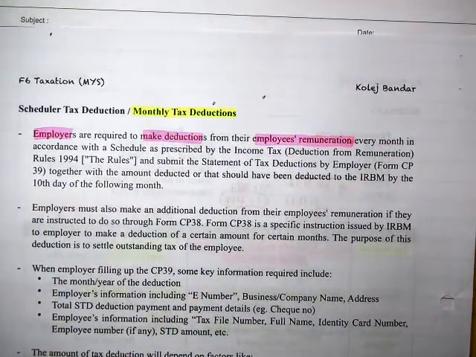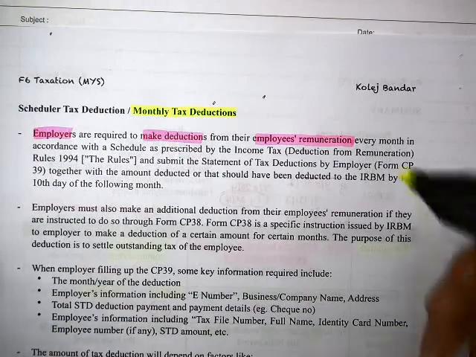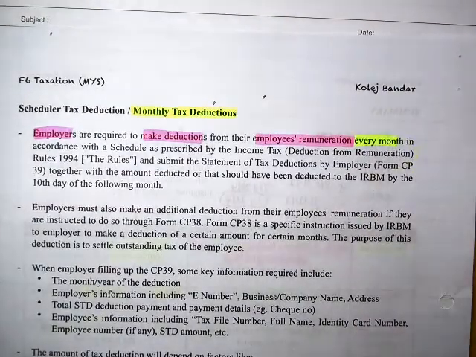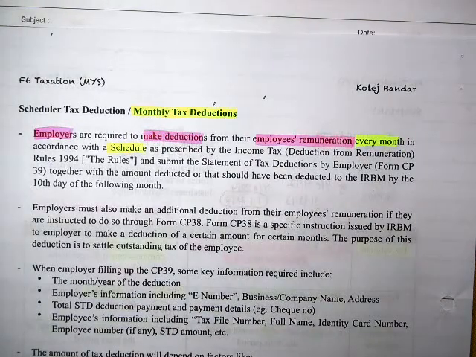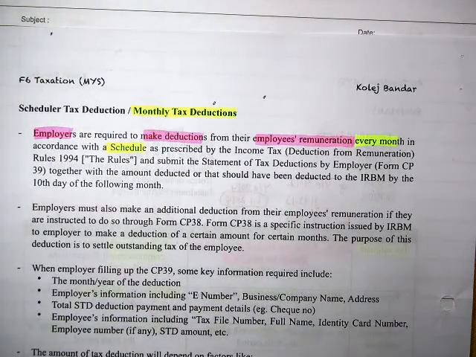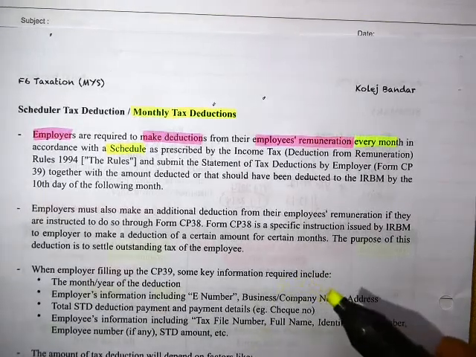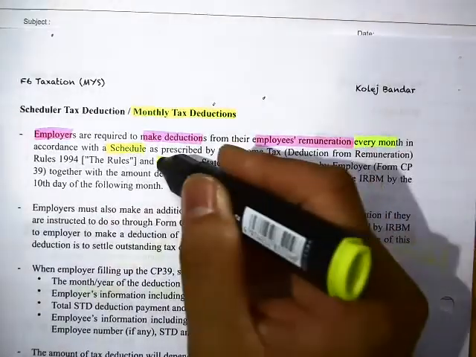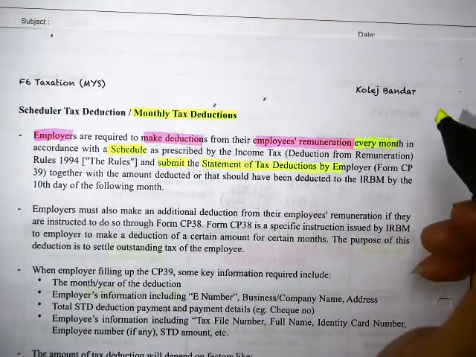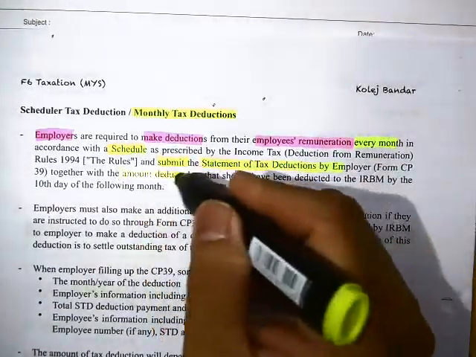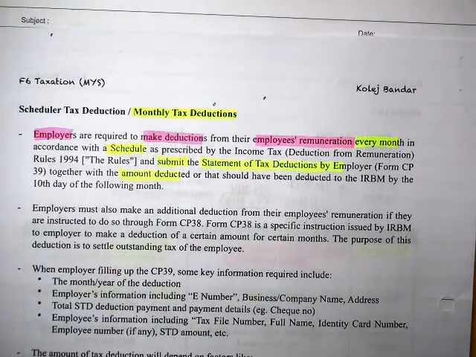every month. Okay, every month you must make deduction, and the amount you deduct will follow a schedule that the government releases, the Inland Revenue releases. So there are some formulas you must use to calculate. So after you determine how much to deduct, then you will submit a statement of tax deduction, which we call CP39, together with the amount deducted. You send it to the government.